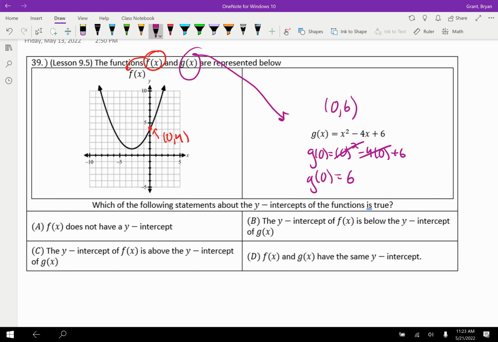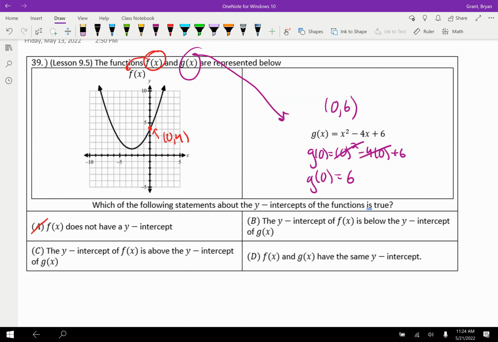Alright, so let's see what's true. A: f of x does not have a y-intercept. No, I'm pretty sure f of x has a y-intercept at (0, 4). Notice, though, that f of x doesn't have an x-intercept. Right? It never crosses the x-axis, but they're asking about the y.